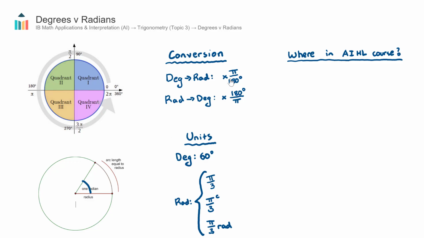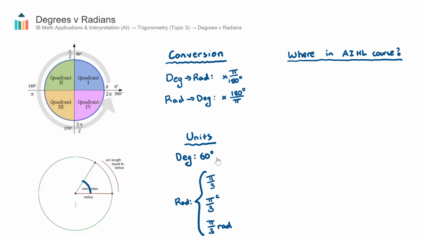Okay, I have the conversions here to how to go between the two. You won't really need to do this that often in the AIHL in exam questions. They'll usually be given to you in degrees or radians, and you just use whatever units are given to you to actually solve that question. But if you do want to know how to convert, this is how you do it, pretty easy.